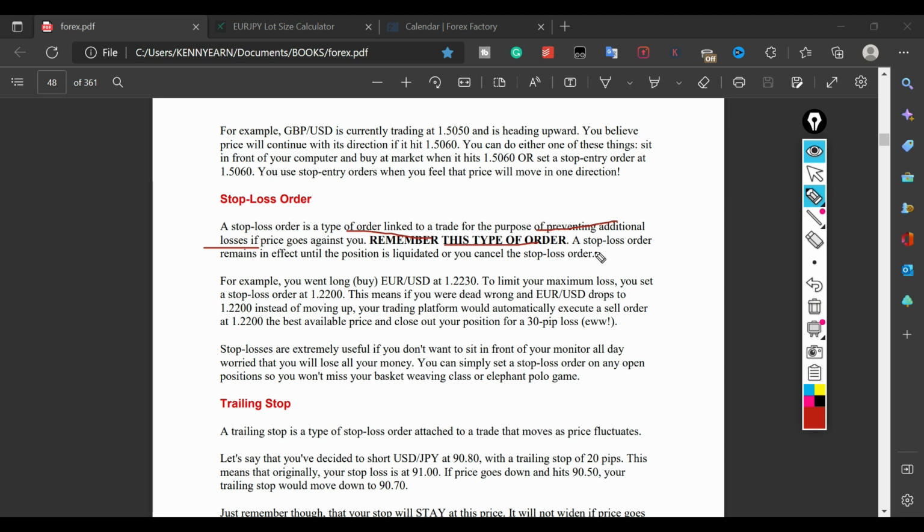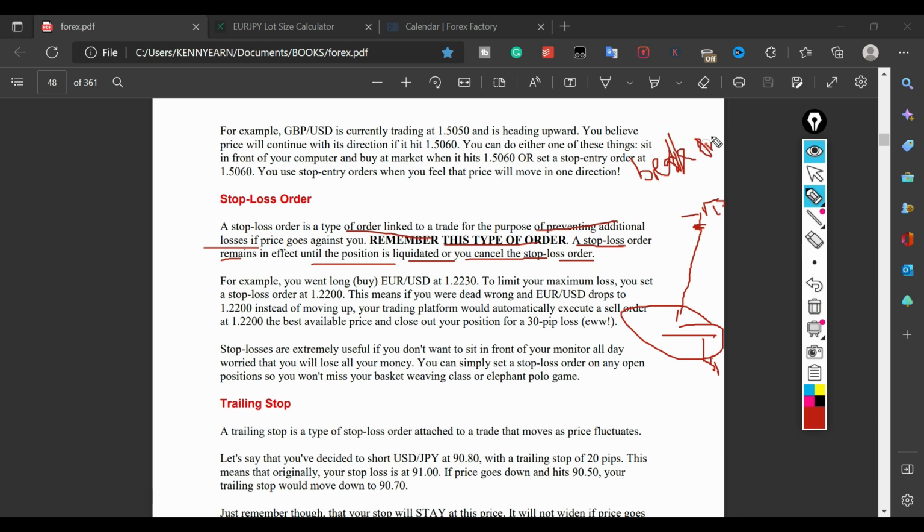The stop loss order remains in effect until the position is liquidated, or you can cancel the stop loss order. Let's say the market is running, this is your take profit and this is your stop loss. Your stop loss will always be there, but if the market is getting close to your take profit, you can take out your stop loss and say, okay, the market will hit my take profit. But most of the time, you don't need to, or you could bring it. There's what we call break even.